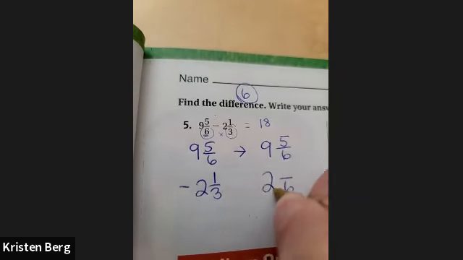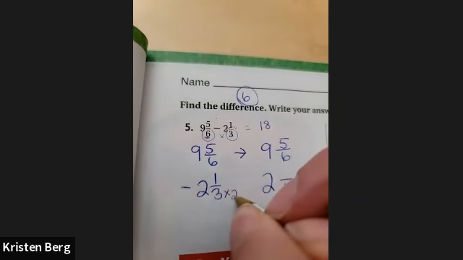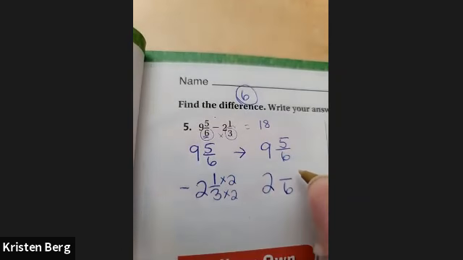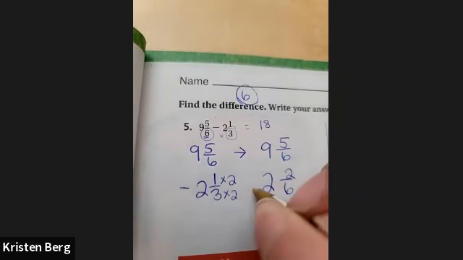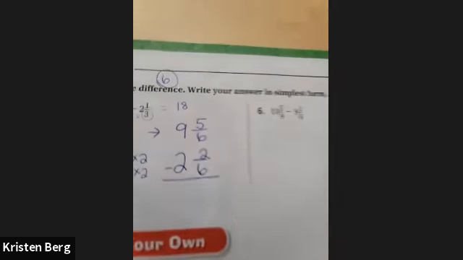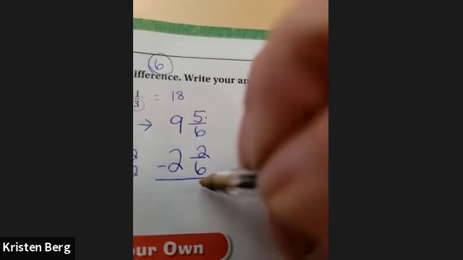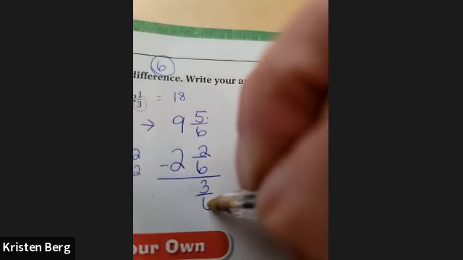My whole number still remains. What do I do to a 3 to get it to 6? I times it by 2 and times this by 2. That would be 2/6. All right, now can I subtract these fractions? Yes, I can. 5 minus 2 is 3/6.